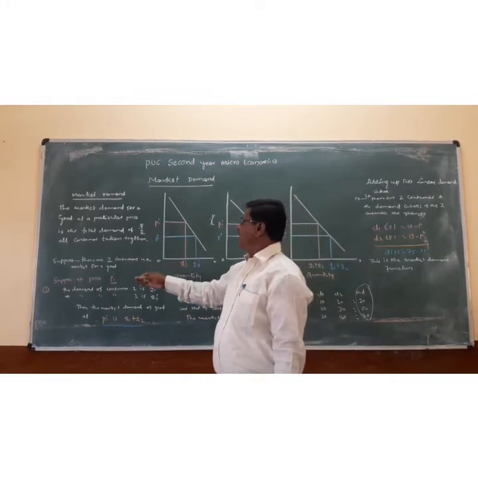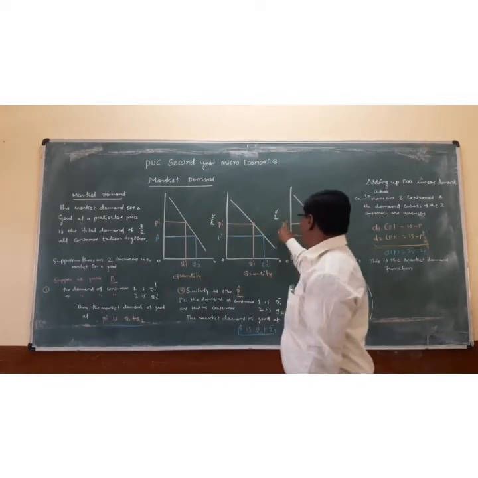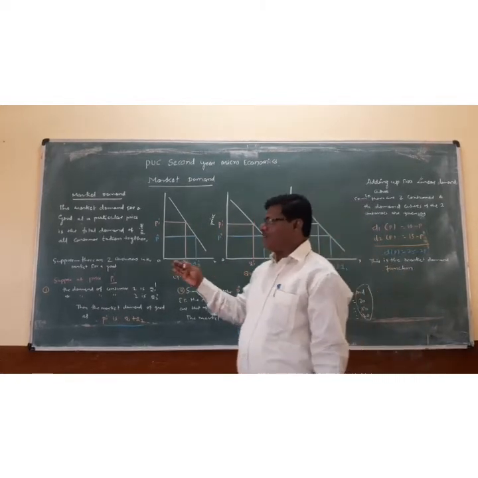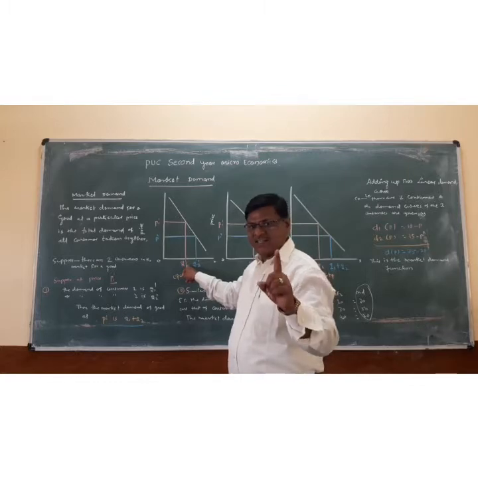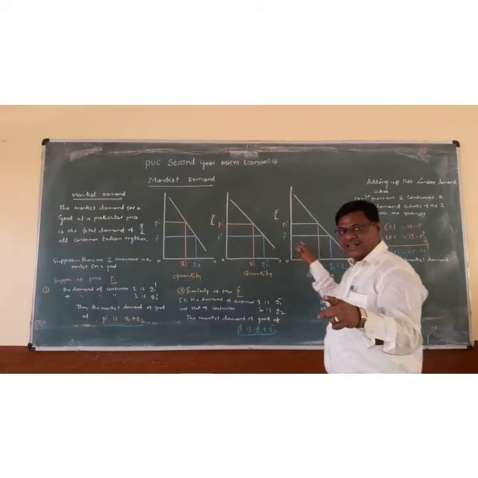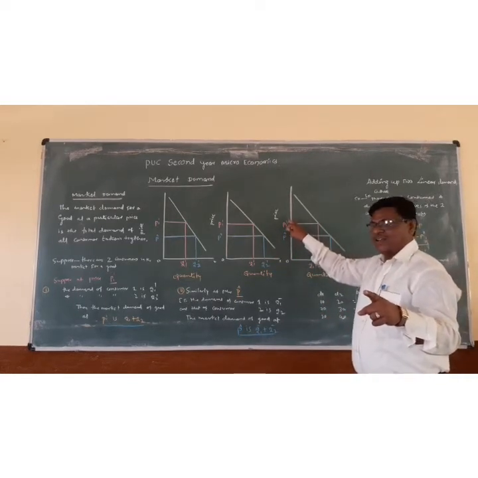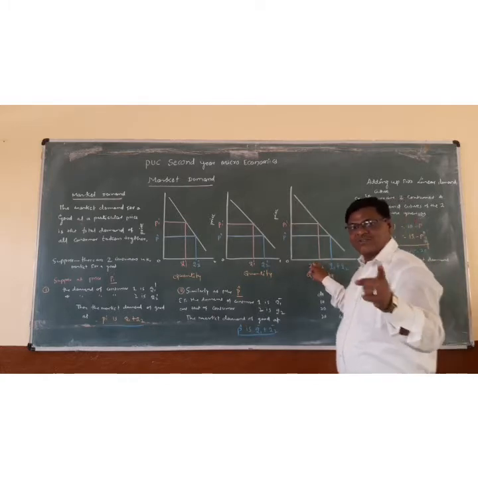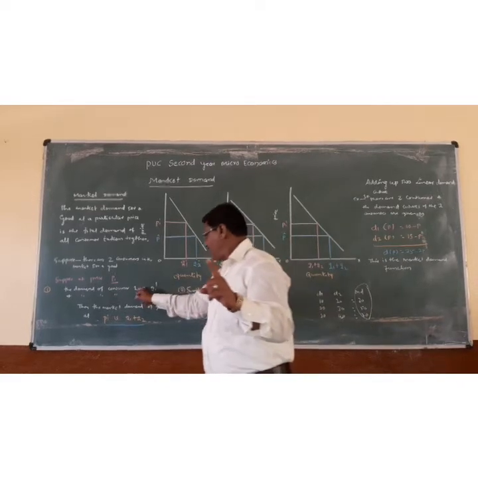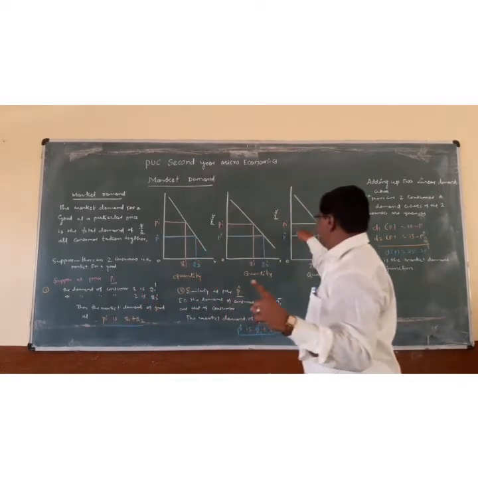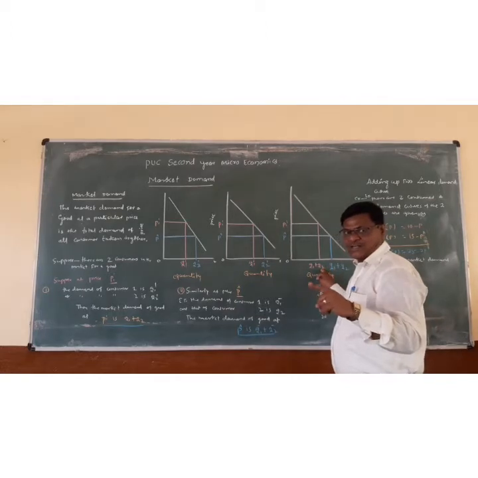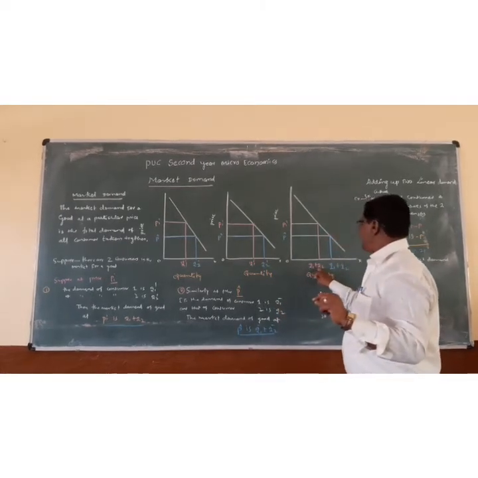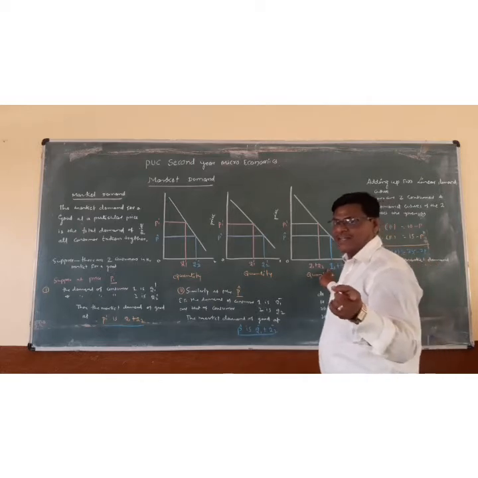Suppose at the price P1 dash, the demand of consumer 1 is Q1 and consumer 2 is Q2. In the market demand also, at the price P1 dash, it is Q1 plus Q2. The market demand is Q1 plus Q2.